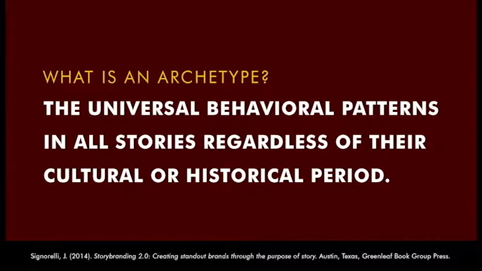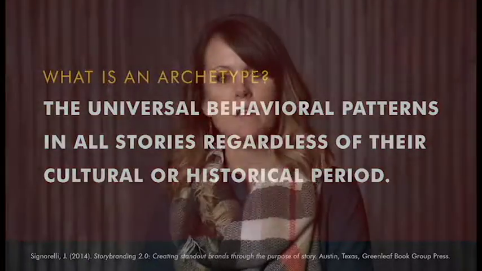Psychologist Carl Jung used the term archetype to describe universal behavioral patterns in all stories, regardless of their cultural or historical period. He suggested that these patterns were repeated behaviors that span across all walks of human life. So there are many different types of archetypes, and many sources list several possibilities. But our book focused on narrowing down to 12, and this will help us get to the heart of our brand's meaning. These are all available for you in chapter 10 to look at, but I'm going to briefly overview each of these archetypes.